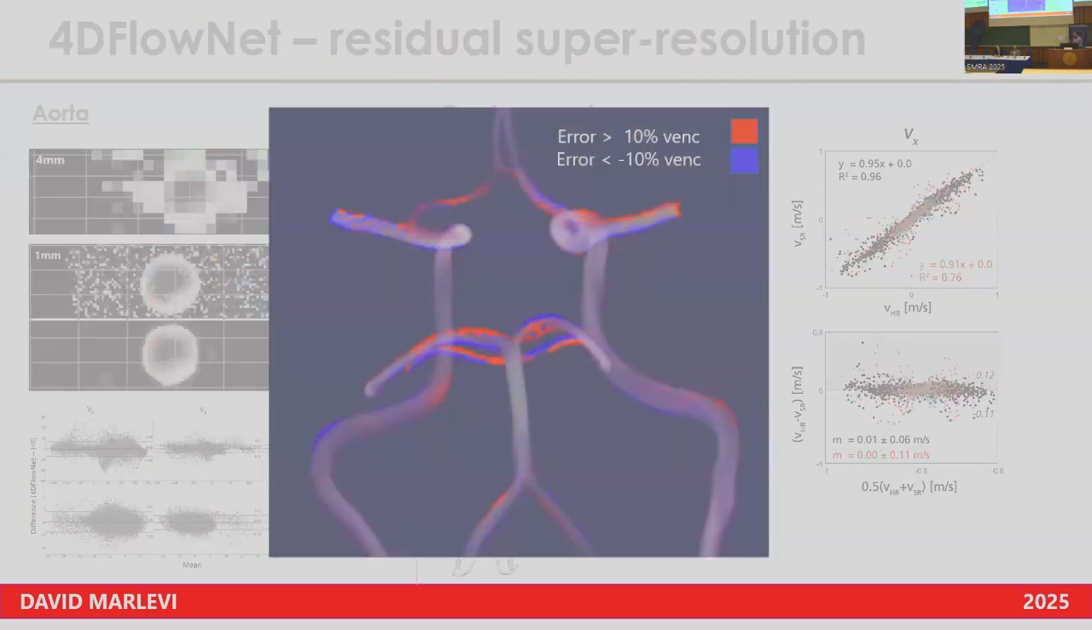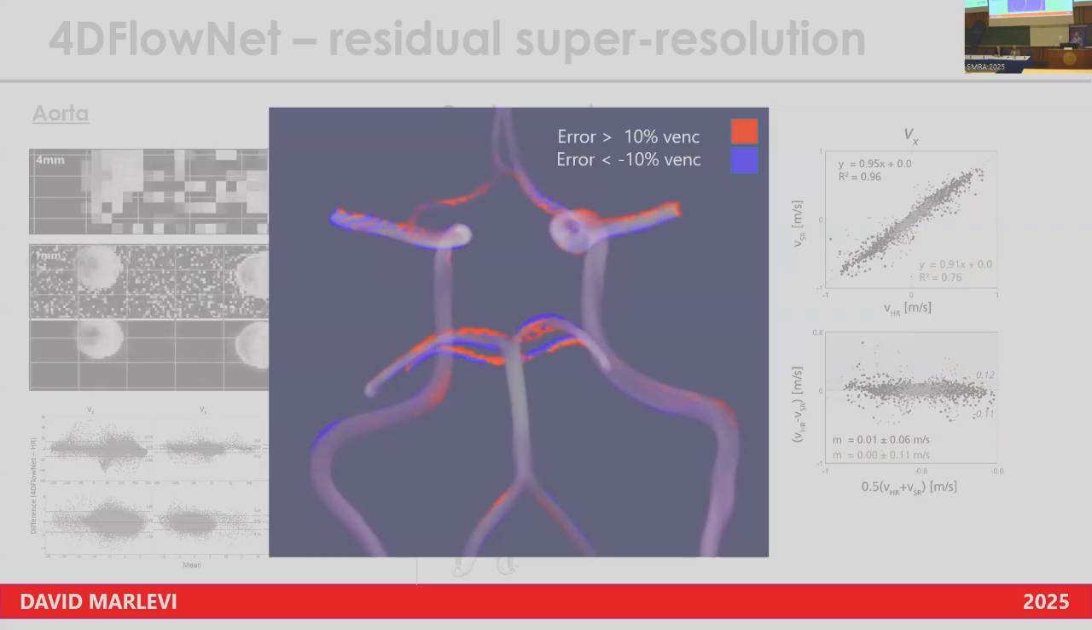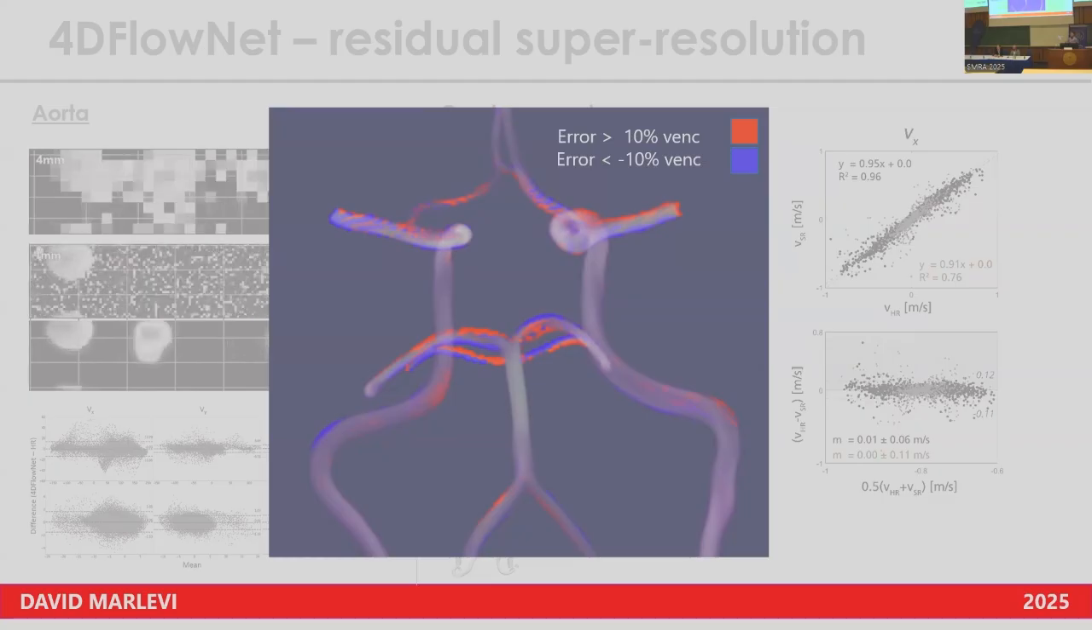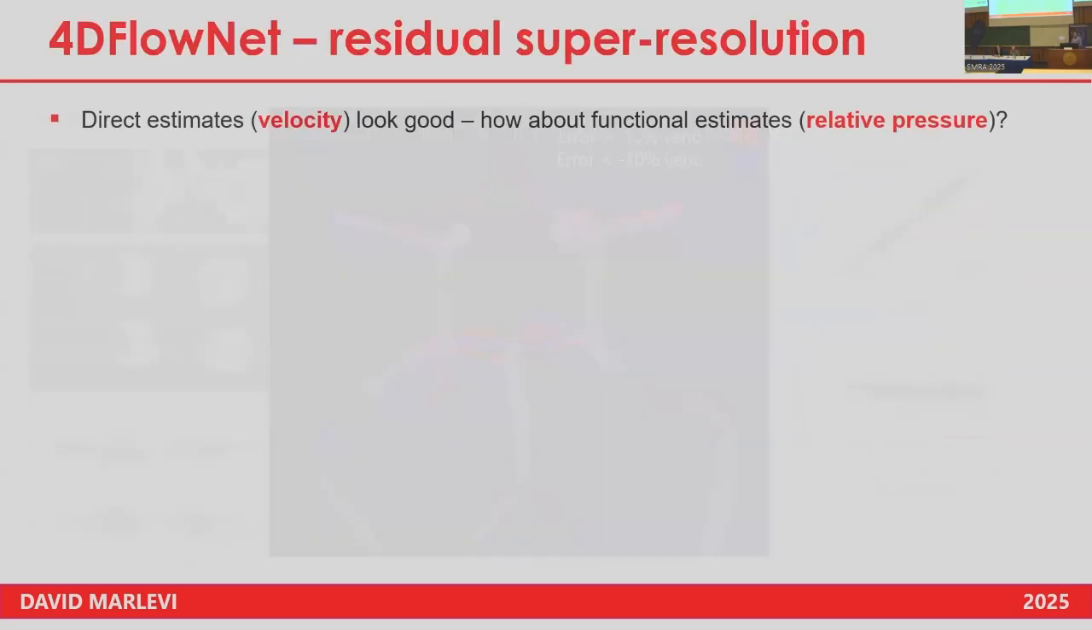Now, if in the cerebrovascular space we try to look at where this error accumulates, well, to no surprise, it's really at the boundaries of the vessel where we're having problems recovering velocities at the accuracy that we want. So direct estimates look fairly good.